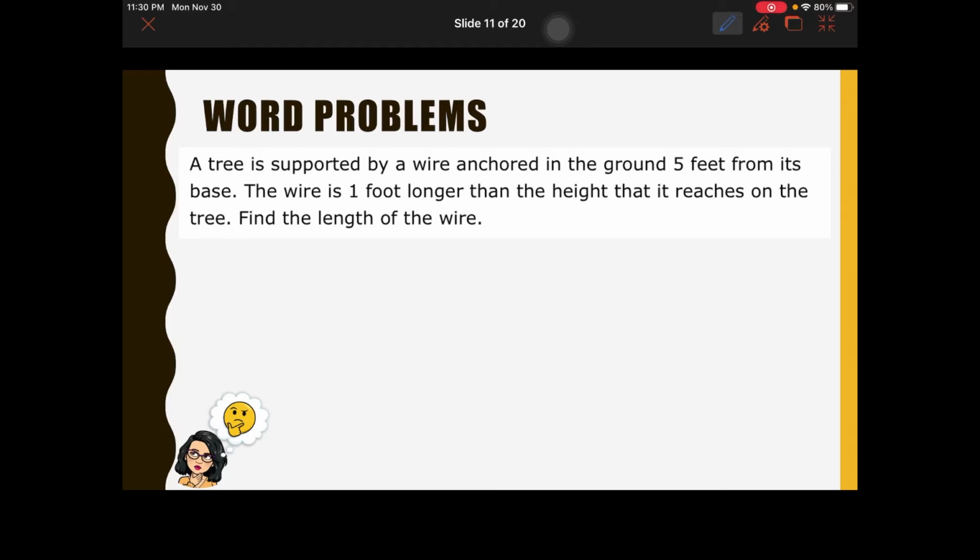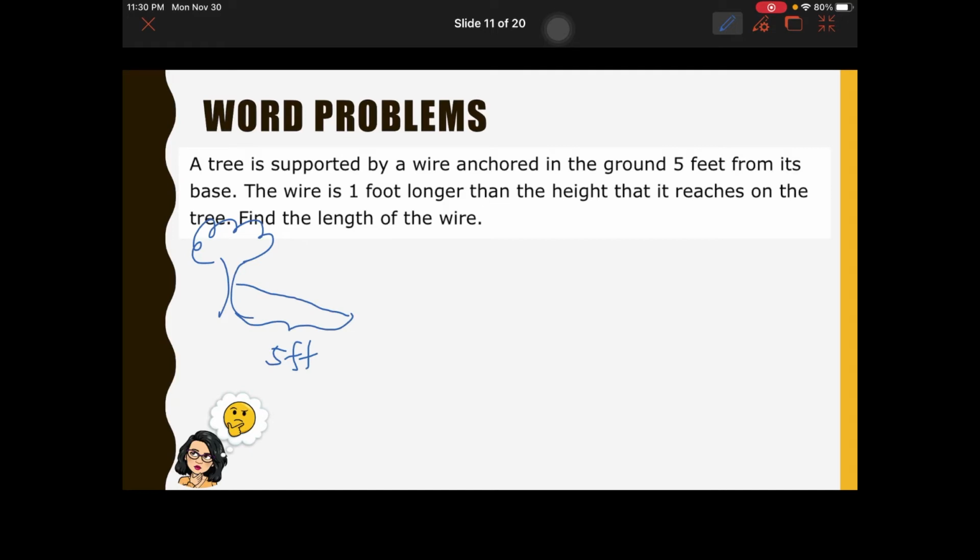Alright, so paano po ba natin isosolve to? So, syempre, i-drawing muna natin siya. Meron tayong puno. Okay? And then, it is supported daw by a wire anchored in the ground 5 feet from its base. So, essentially, ang ginagawa po natin ay triangle. Yan yung kanyang anchor. And it is 5 feet away daw.